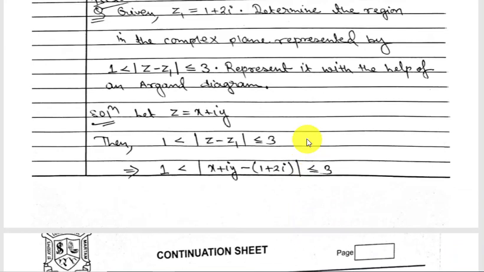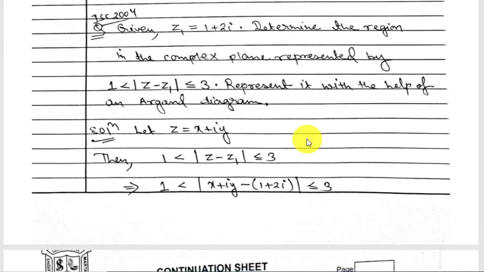Now this is the last question for the day and the last question for the chapter. Given z1 is equal to 1 plus 2i, determine the region in the complex plane represented by this. Represent it with the help of an Argand diagram. So here again we have got a similar type of question. We have got a relation, an inequation.